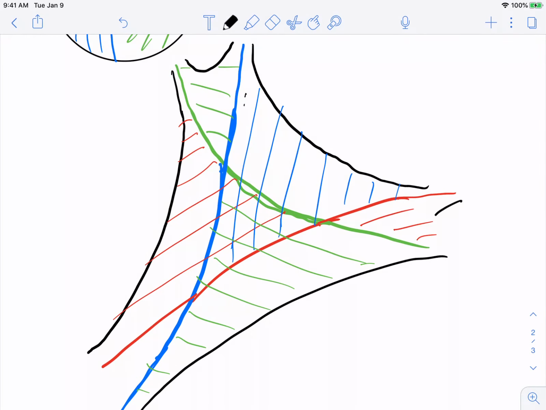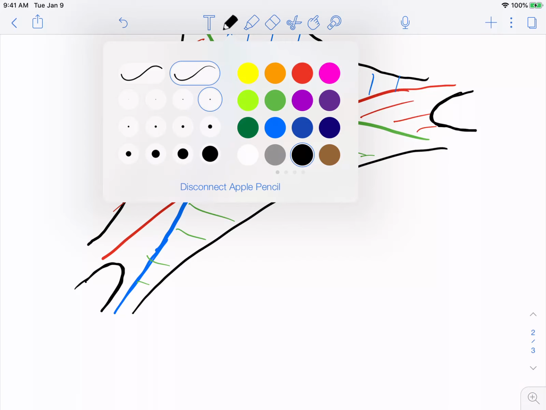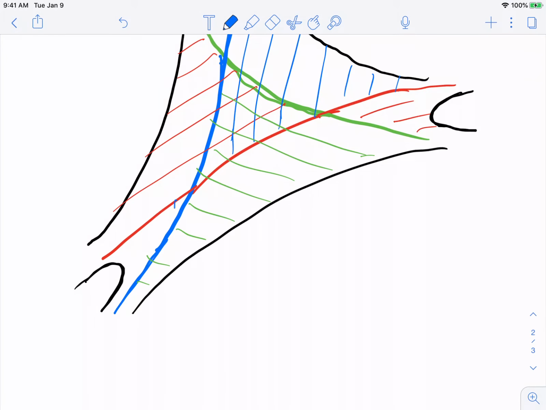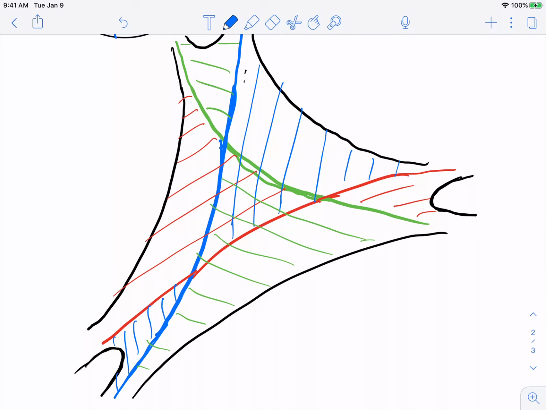If I draw a third geodesic asymptotic to the red and the green here, and then down here as well, I can draw another geodesic asymptotic to red and blue. Then I have another 2/3 ideal triangle there. So the way I've shaded these, I have 6 different 2/3 ideal triangles. 2 of them I shaded red, 2 of them I shaded blue, 2 of them I shaded green.